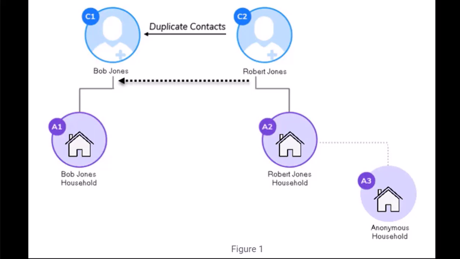Let's take this example. If I'm merging two contacts, you can see that Robert Jones is merging into Bob Jones. And Bob Jones previously had a Bob Jones household, whereas the Robert Jones previously had a Robert Jones household. When I merge the two contacts, Robert Jones is merging into Bob Jones, and so the Robert Jones household will be left independent, and in my case, eventually renamed to Anonymous household because Robert Jones no longer exists in that Robert Jones household.